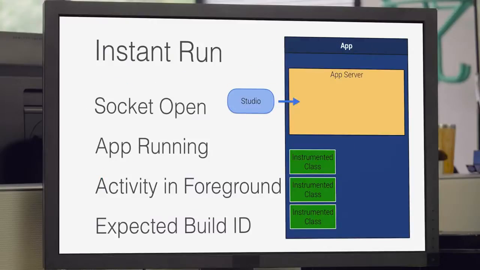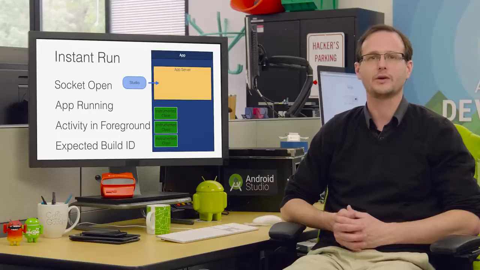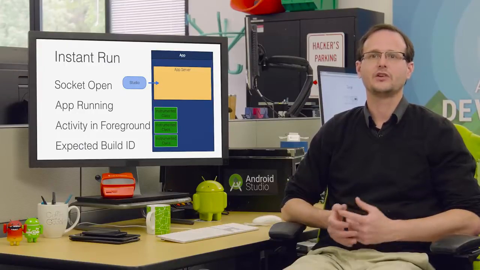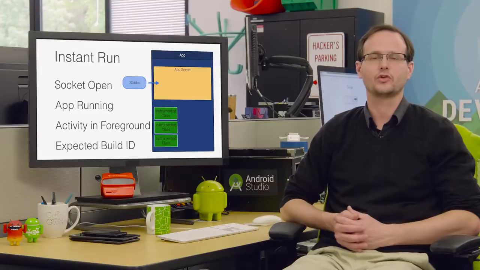From now on, when you hit run, Android Studio checks if there's an open socket to a server running within your app, and if so, uses that socket to confirm that there's an Instant Run enabled version of your app running in the foreground of that target device. It will then check the app's build ID to make sure it's the version it expects before sending any changes.